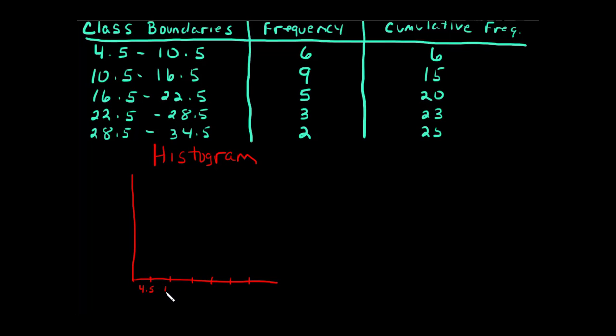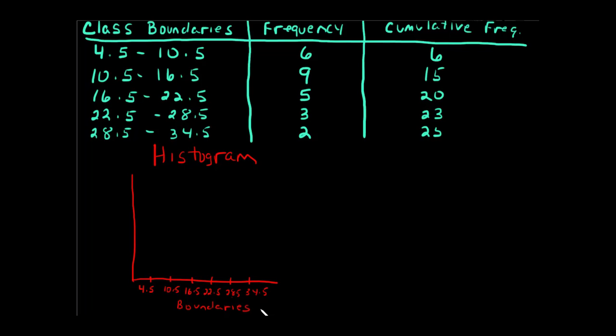So we started off with 4.5, and then I have 10.5, and 16.5, 22.5, 28.5, and finally 34.5. And it's a good idea to describe what is being shown here, so I will give this axis a title and just call this boundaries.